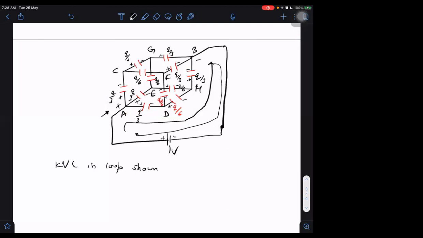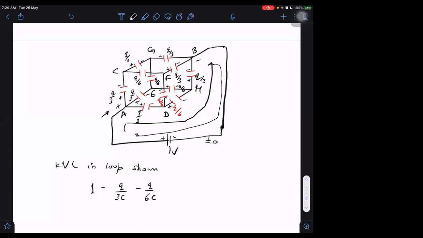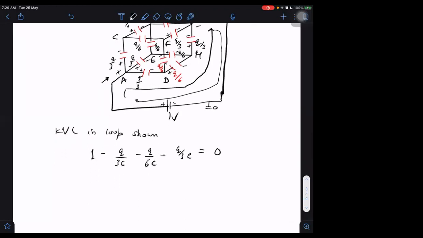KVL in the loop shown. First, let us take some reference here. I'm starting from this reference point and I'm going this side. So it is increasing by 1 volt. And then it will decrease in every capacitance. What is decreased now? Minus Q by 3C, then minus Q by 6C, minus Q by 3C, and then again minus Q by 3C, is equal to 0, since we are reaching back to the same place. So net potential sigma V is 0. What do we get then for the Q value? Q value is coming out to be equal to, no, let us check it once.